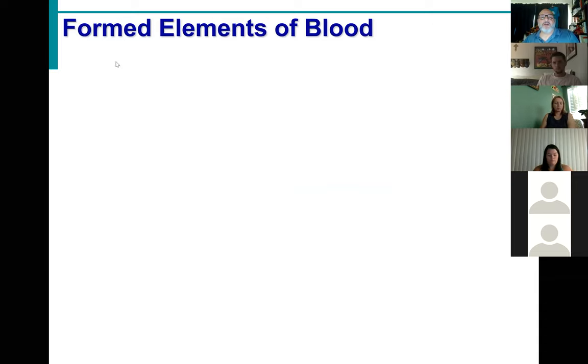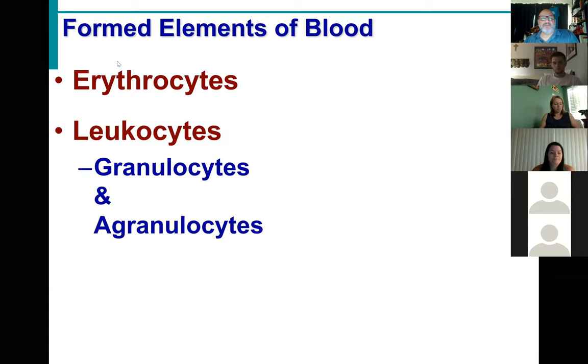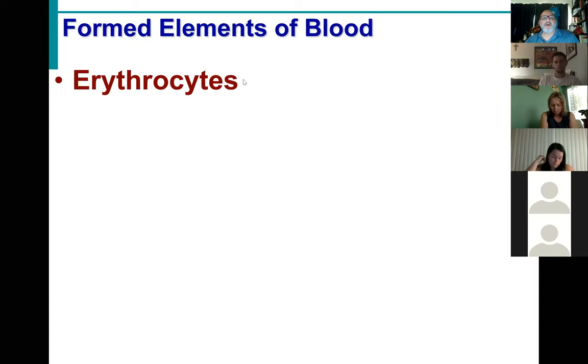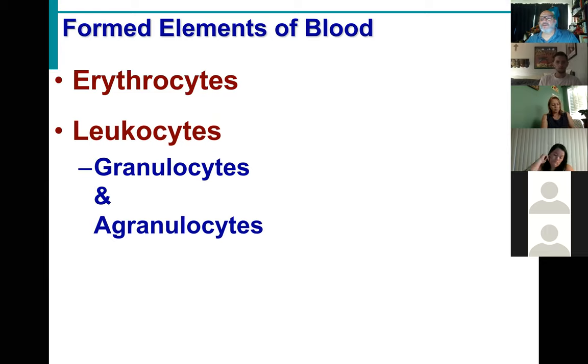Excellent. Let's talk more about our formed elements. Our erythrocytes, our leukocytes, which come in two flavors, granulocytes and agranulocytes. What do you think the difference is between a granulocyte and an agranulocyte? Was there a question on the plasma before we moved on? All right, like I said, useful information, not terribly interesting. Erythrocytes, leukocytes, which come in two flavors, granulocytes and agranulocytes. What do you think the difference between them is? Granules. Right. Granulocytes have granules.